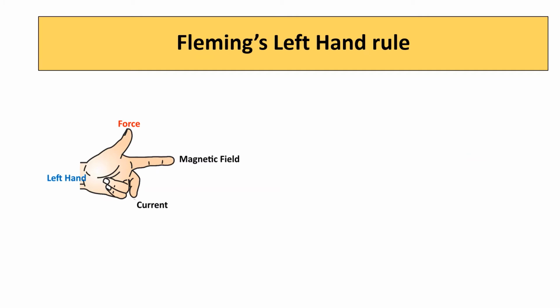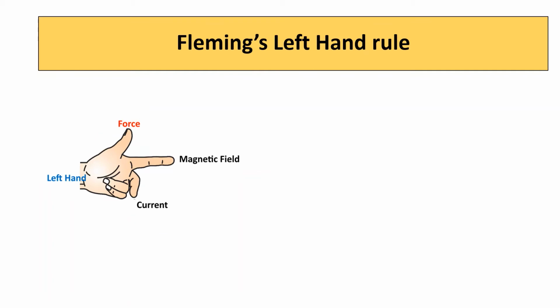We have already learned that a current carrying conductor experiences a force when it is placed in a magnetic field, and the direction of the force is given by Fleming's left hand rule. Let us recall Fleming's left hand rule which we learned in our previous class. You stretch out your left hand such that the thumb, the pointer finger and the middle finger are mutually perpendicular to each other. The pointer finger indicates the magnetic field, the middle finger indicates the current, and the thumb will give you the direction of the force.